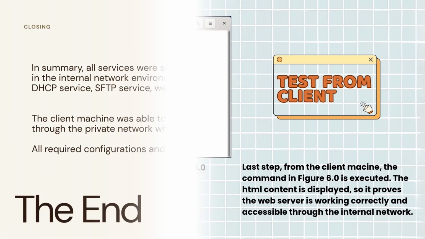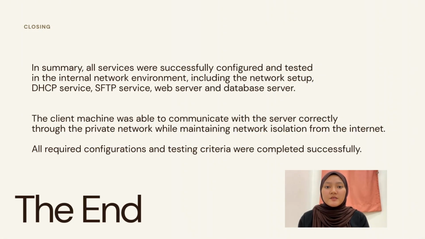In summary, all services were successfully configured and tested in the internet network environment, including the network setup, DHCP service, SFTP service, web server and database server. The client machine was able to communicate with the server correctly through the private network while maintaining network isolation from the internet. All required configurations and testing criteria were completed successfully.